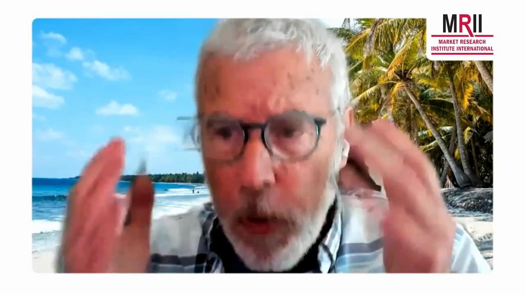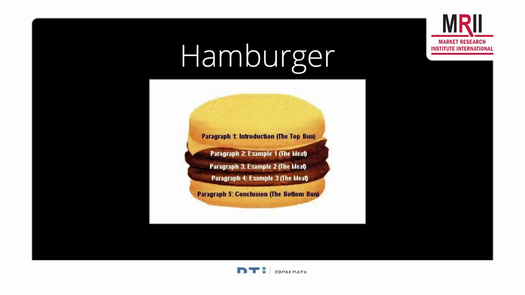Now, when we talk about structures, there's a gazillion different kinds of structures you could create. And it's important that you think about what structure it is. But there are some that are particularly relevant for insights and strategies. There are three that I'm going to talk about. And the first one is called Hamburger Structure.